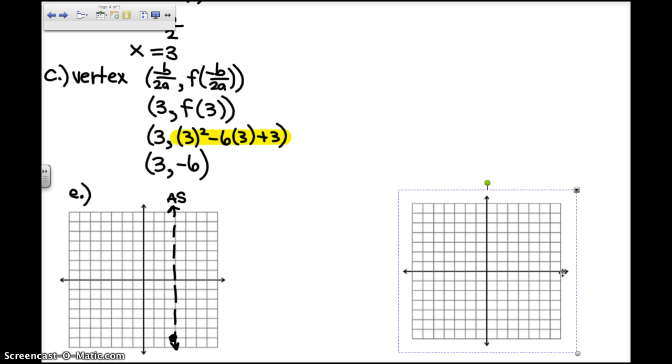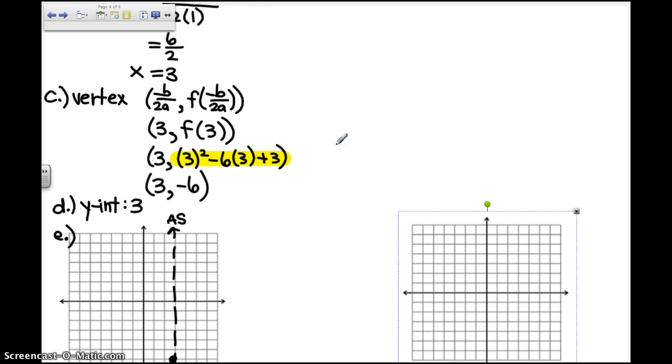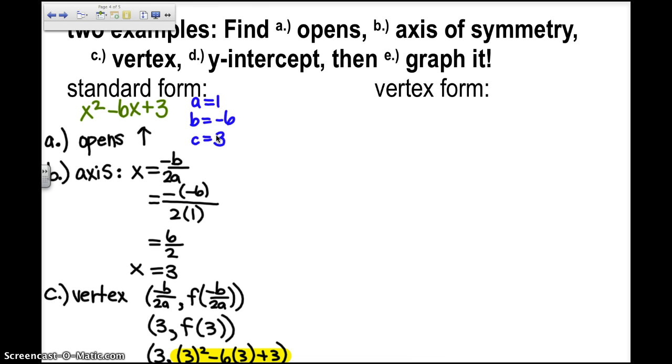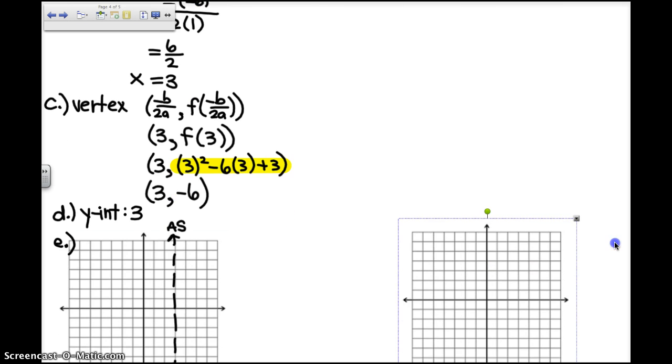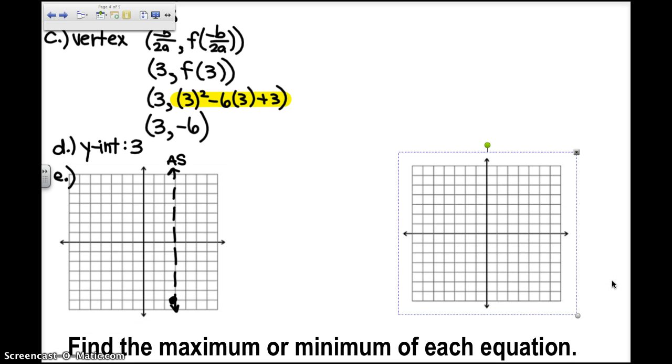Okay? I forgot to find out what the y-intercept was. The y-intercept is 3, because that's what c equaled in our function. If we scroll back up, the y-intercept, which is c right here, is 3. So we know what the y-intercept is. That's my bad. I'm sorry I skipped that. That means I got a point right here.